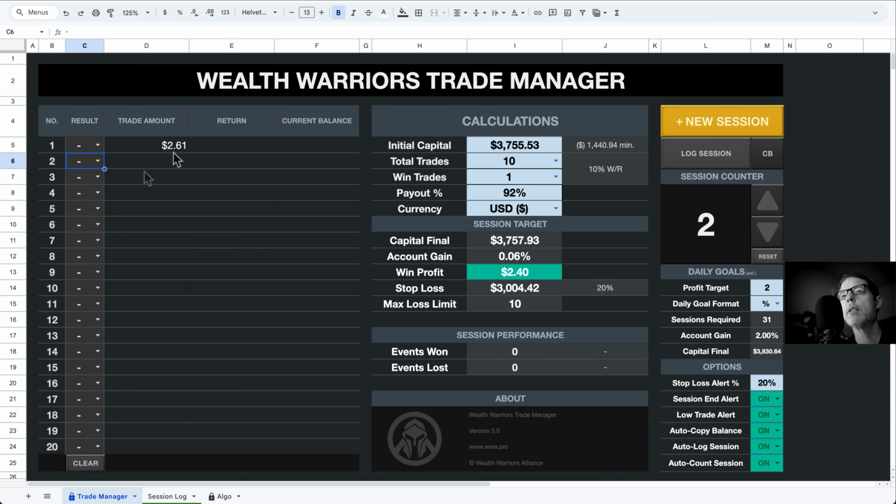Now the next trade amount is 261, so it's a little bit higher now. It's only by a penny, but you can see that we're compounding our account. That's the key here, guys. We also have a daily goals feature over here. I would say 2% per day is an incredible goal. Anything from 1 to 2% per day on your capital. You can enter whatever that amount is, and the Trade Manager will tell you how many sessions are required to meet that profit target per day. Really, really cool stuff.